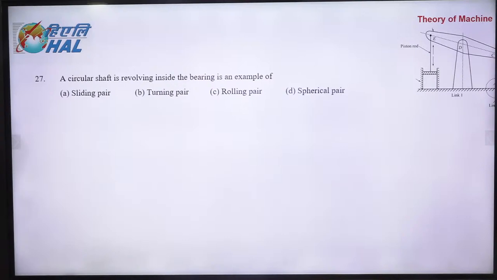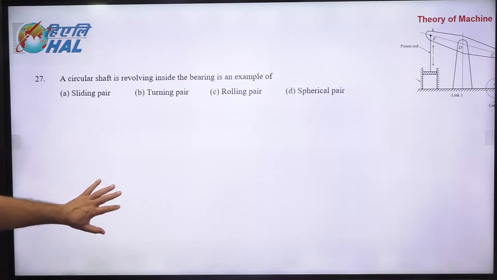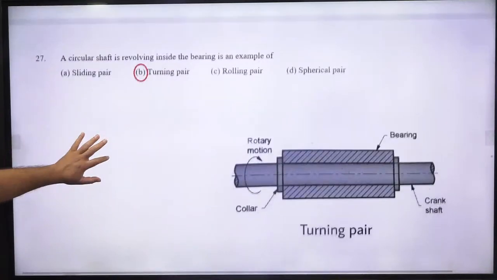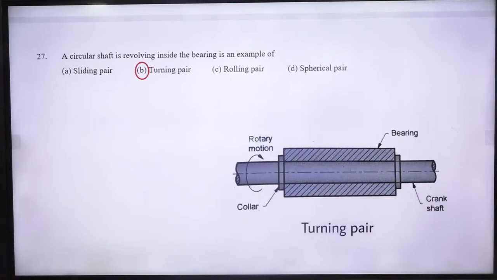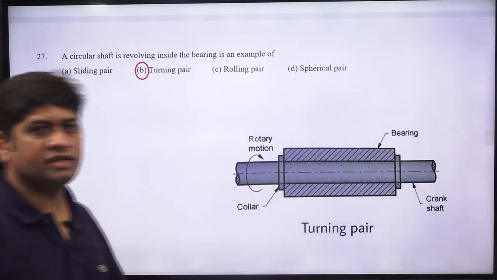Circular shaft is rotating inside the bearing and it is example of what? Circular shaft revolving inside the bearing is example of which of the following pairs? Circular shaft inside the bearing is example of turning pair. Circular shaft revolving inside the bearing is example of turning pair. You can understand this.